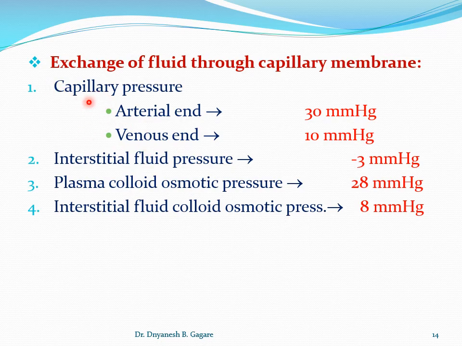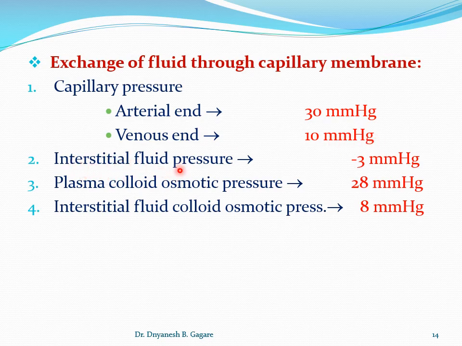First Starling force, you know, is the capillary pressure, and the capillary pressure decreases from the arterial end to the venous end. The mean capillary pressure is about 17 millimeter of mercury, but initially at the arterial end it is 30, and if you go ahead it slowly decreases, up to exactly at the venous end of the capillary it is 10 millimeter mercury.